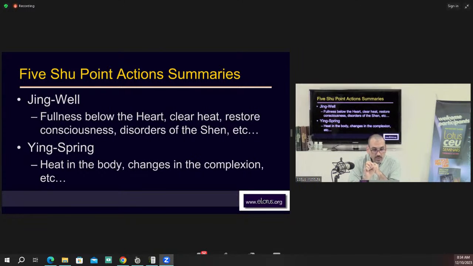The Ying spring points, which are fire on the yin channels, water on the yang channels, they treat heat in the body, changes in the complexion. And just like most acupuncture points, the changes in the complexion don't necessarily have to be solely from heat. So sometimes people interpret this as obviously like redness of the face or something of that sort. But the fire points, for example, don't only clear heat, they mediate the relationship between fire and that particular channel, right?